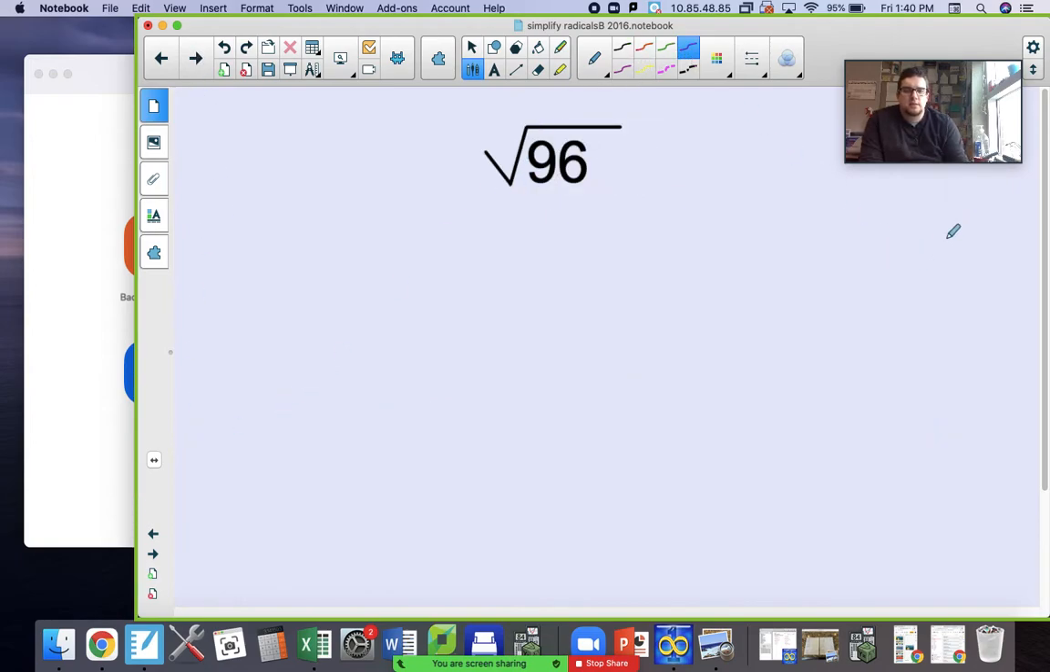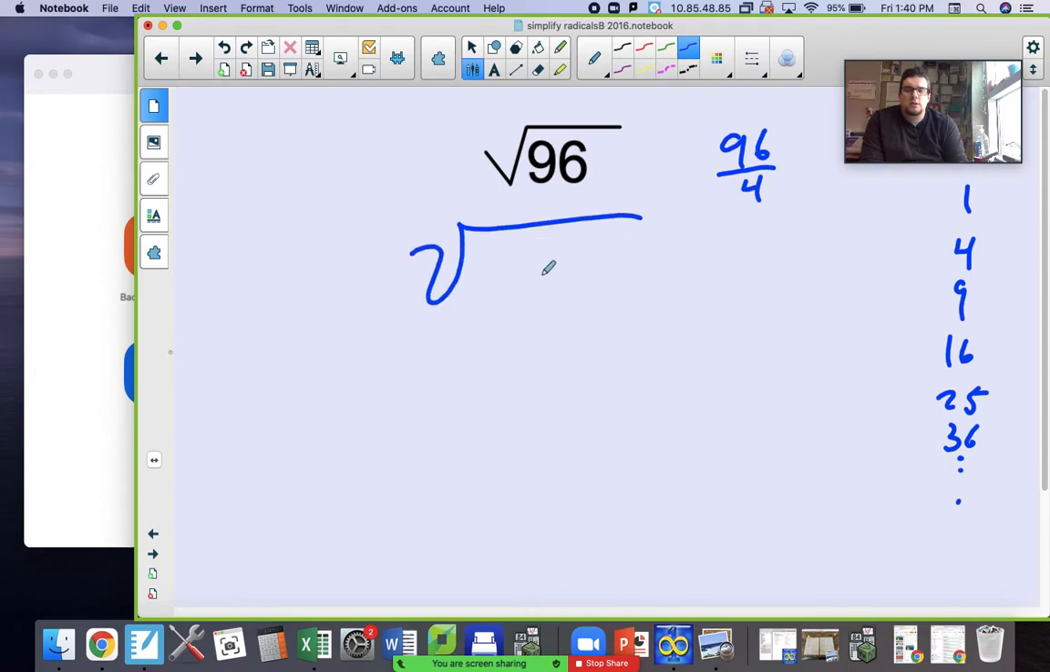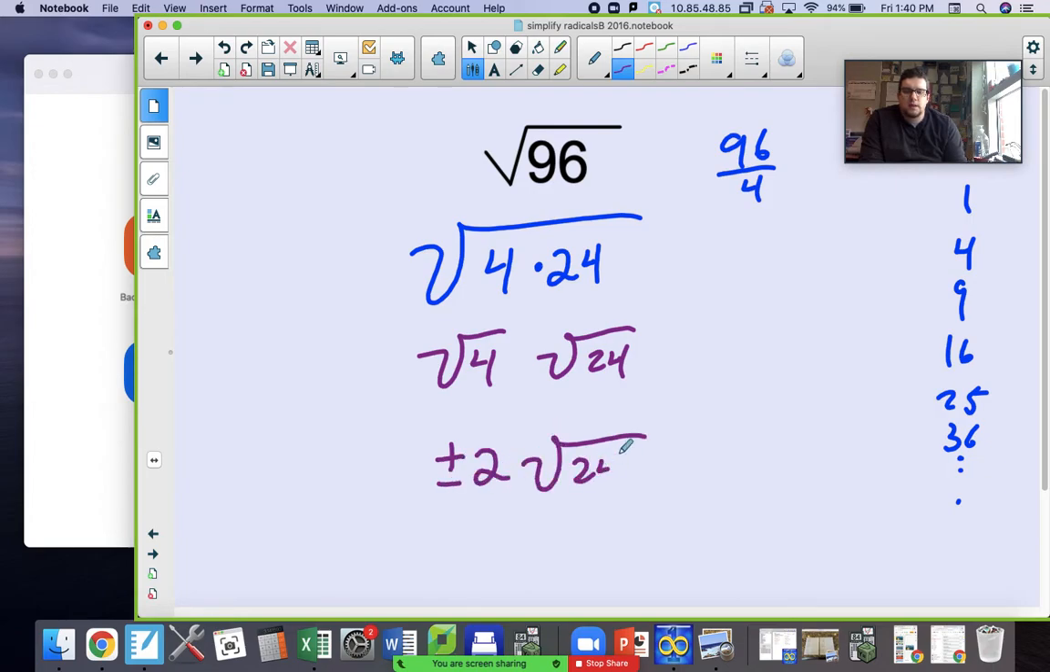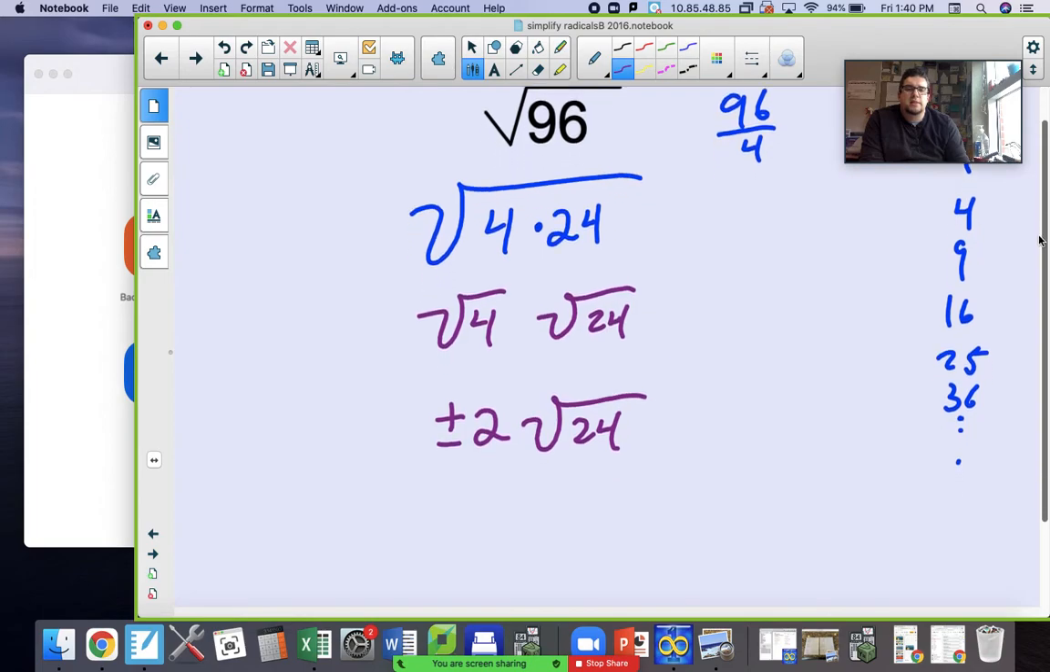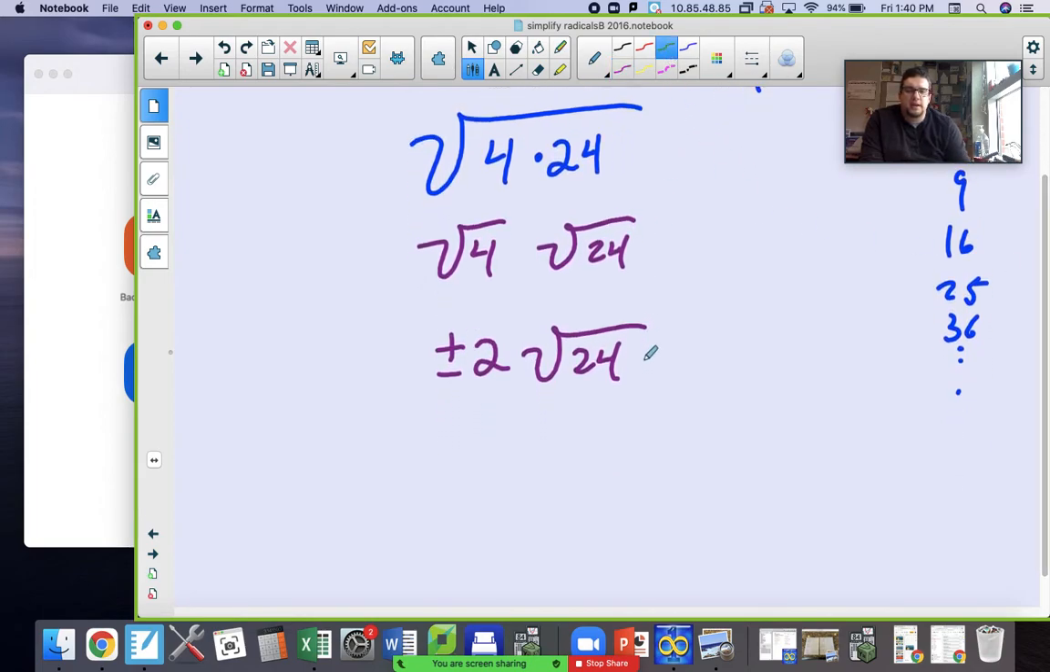Square root of 96. Same thing. 1, 4, 9, 16, 25, 36, and so on, if I have to keep going. If I type into my calculator, I do like 96 divided by 4. Turns out that 4 times 24 is 96. I can take the square root of 4 and the square root of 24 separately. We get plus or minus 2 root 24. Before we consider a question fully simplified, we have to check to make sure that this square root can't be simplified further.